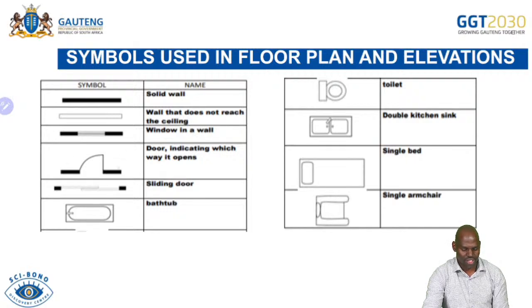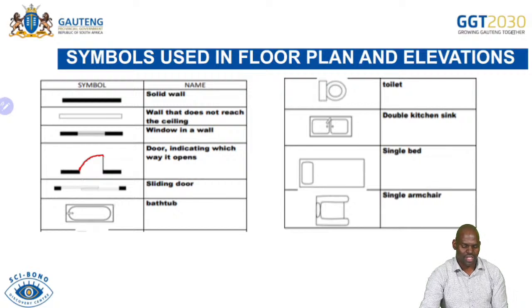And then we've got another symbol. If you see this type of symbol on a plan, you must know that it represents a door. So it also shows in which direction the door is opening, okay? Like in this case, you can see that it's moving from left to right. So it means the door is opening to the right-hand side. And then we've got again a symbol for a sliding door.